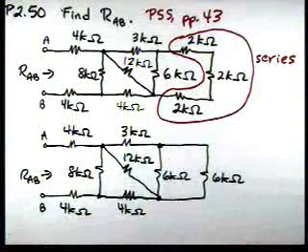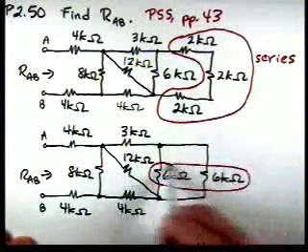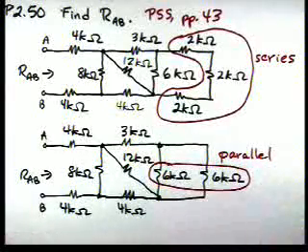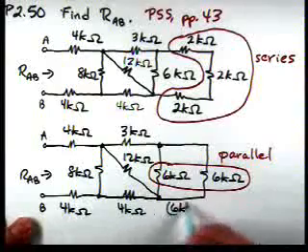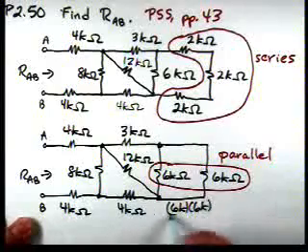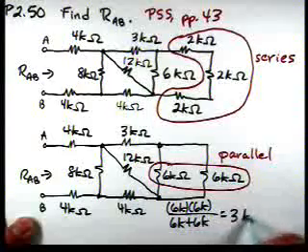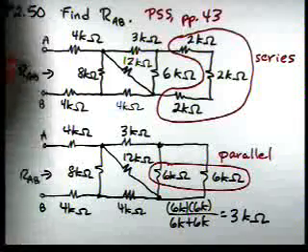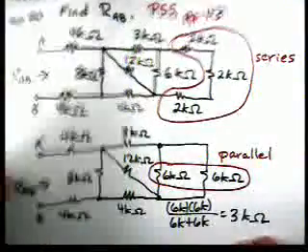Okay, so now if we note, these two are in parallel. Okay, and we note if we do the product over the sum, we have 6K times 6K over 6K plus 6K, and that parallel combination is 3 kiloohms. So now let's redraw the circuit, substituting a 3 kilohm resistor for those two resistors.